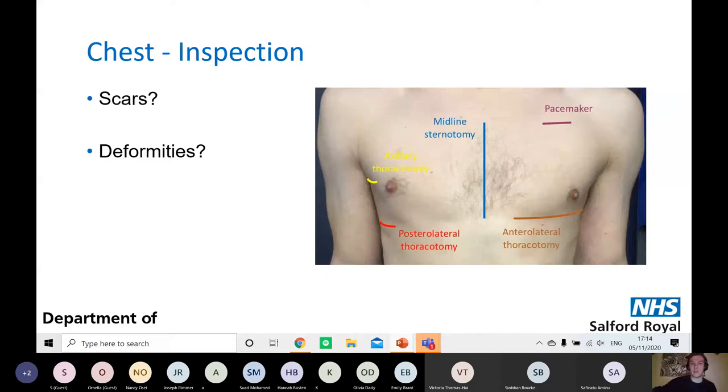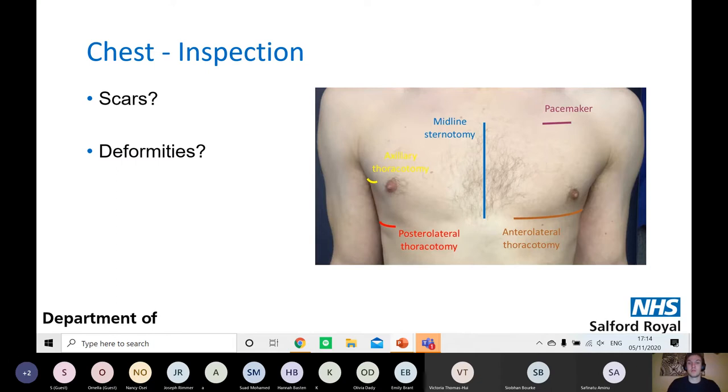So if you see for these diagrams, for each of the axillary and the posterolateral and the anterolateral thoracotomy scars, you can see a fair bit here, but most of this is going to be going round to the side, and in the case of the posterolateral, the side and the back. For you to appreciate that scar, you need to get a good look at the axilla, and you do that by getting them to put their hands on their hips and making sure that you have a good look at each side of their chest.